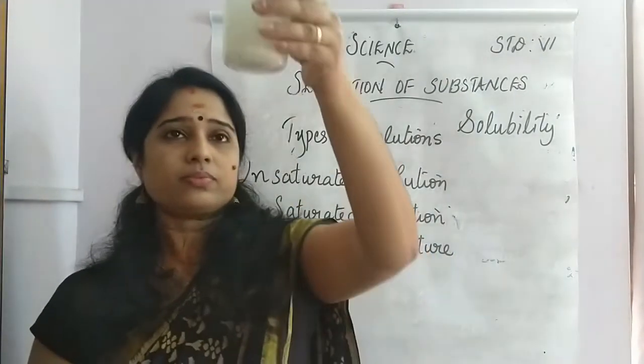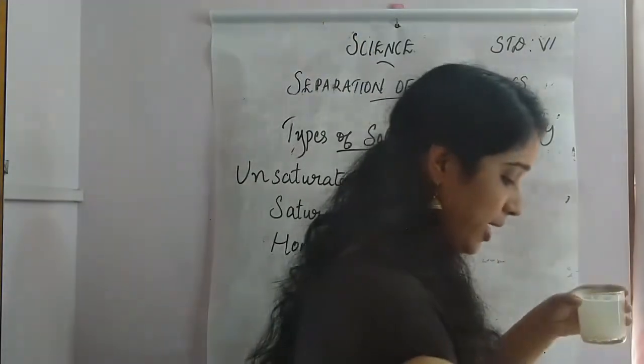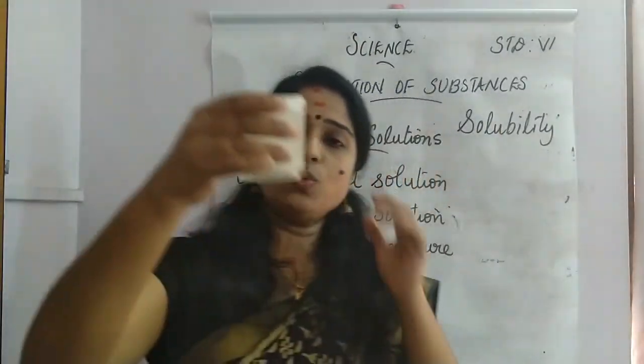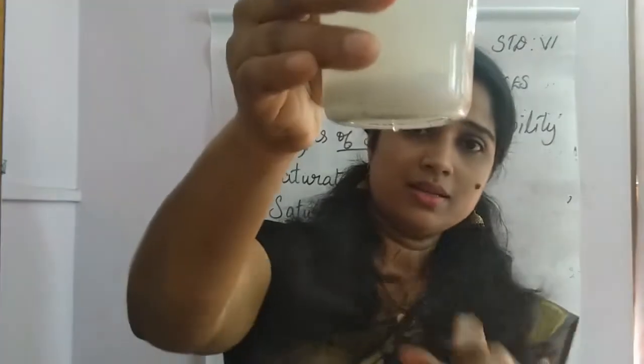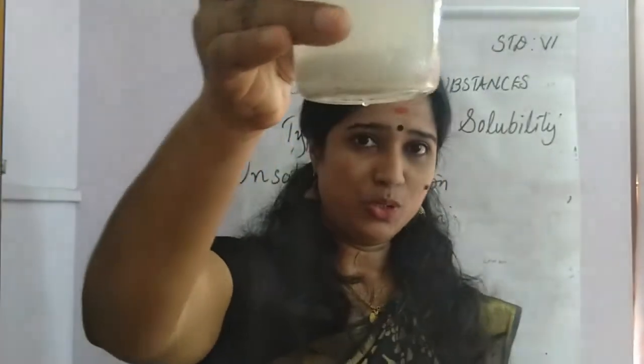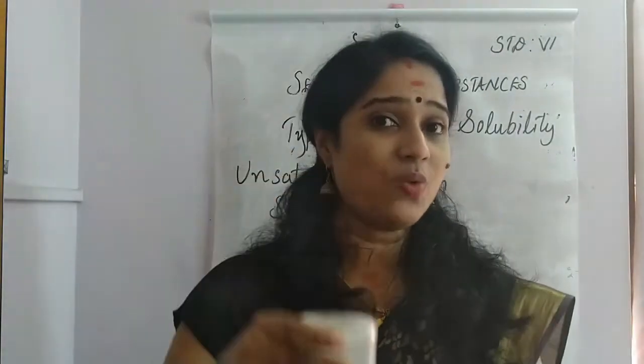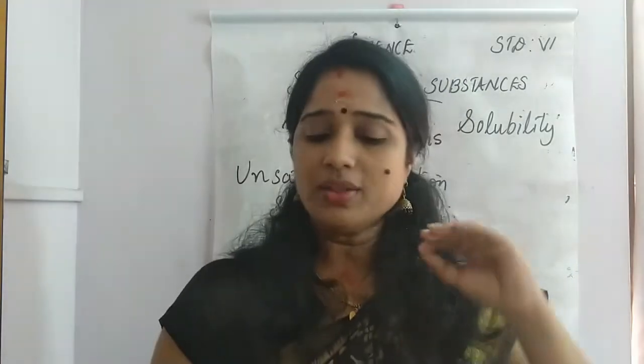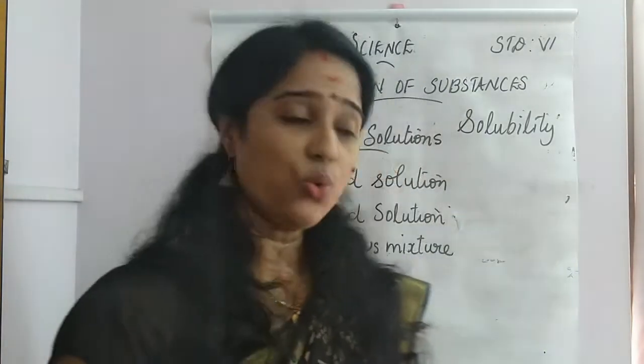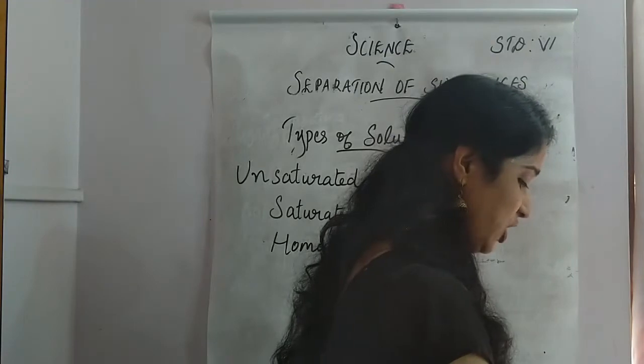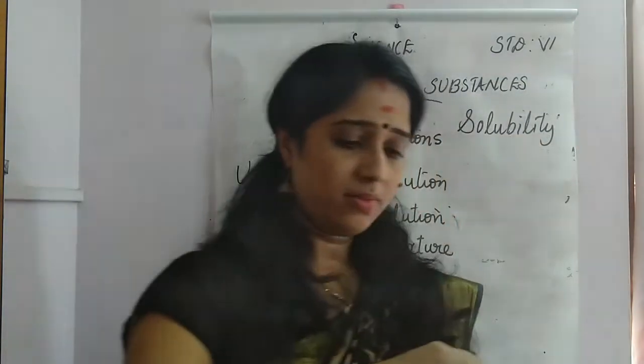See, how many spoons have I already added? 6 spoons. Hope you have seen the salt settle at the bottom. This solution is known as saturated. Now if I add more salt to it, you know what will happen? This is the 7th spoon I am adding to it.